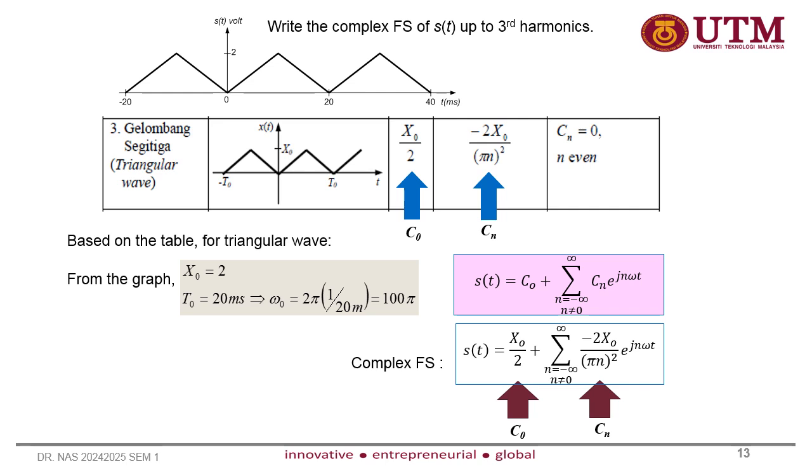Okay, let's try this example. You need to write the complex exponential Fourier series for this signal x(t) up to the third harmonic. Third harmonic means that n goes up to 3. So you need to consider all values from n equals 0, n equals 1, n equals 2, and n equals 3, both positive and negative values.